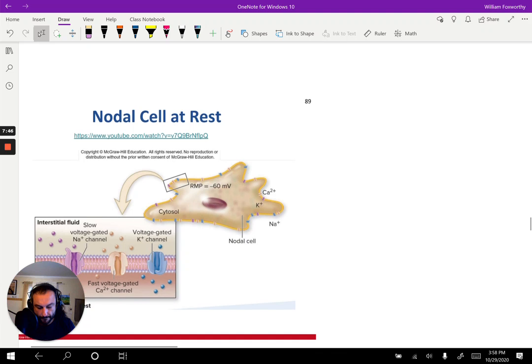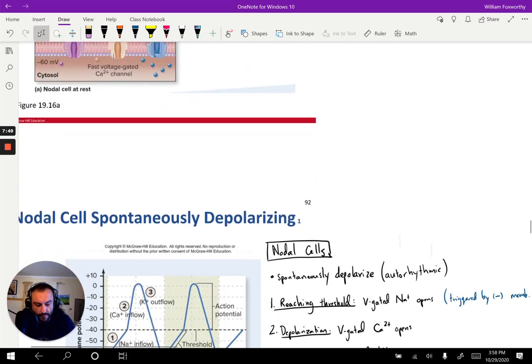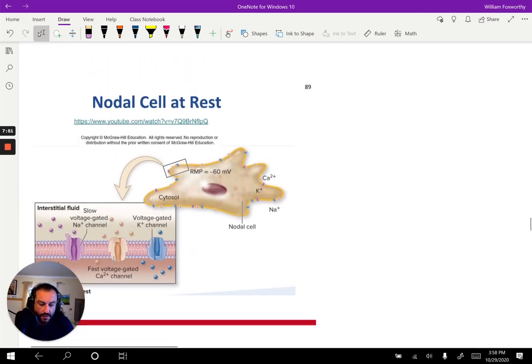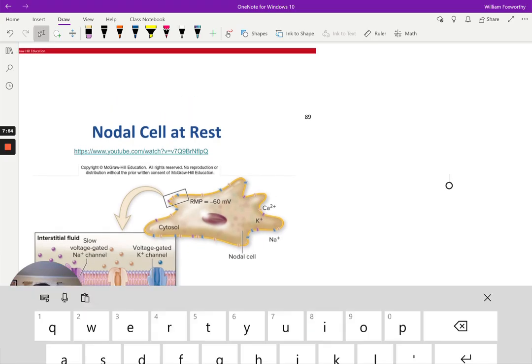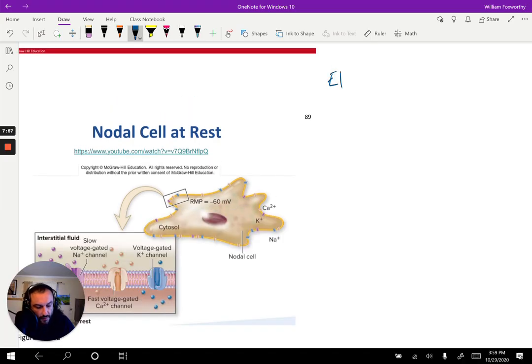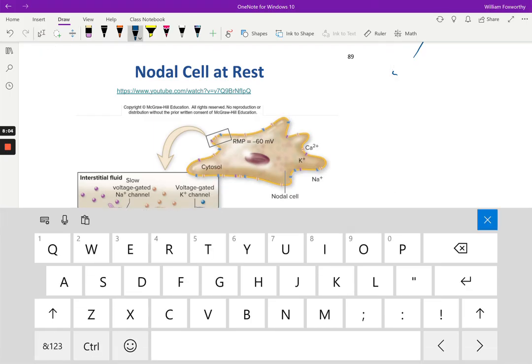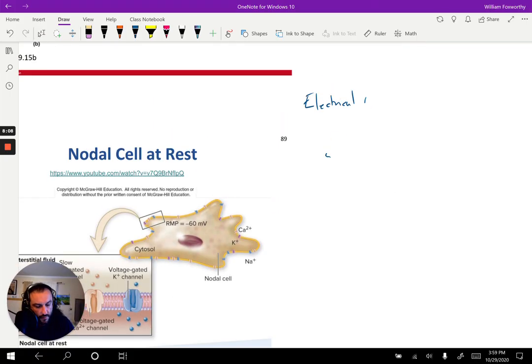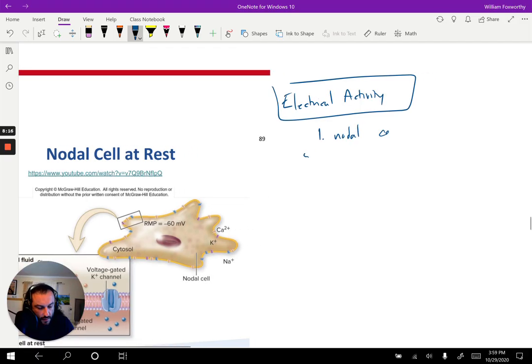So unfortunately, we have two different action potentials that we need to keep track of. And let me just put that up here just to be clear. This can be confusing because you may get lost and think we're talking about one thing when we're talking about another. In terms of the electrical activity, we're going to be looking at two different things. One is the activity at your nodal cells, your SA node or your AV node. And then we'll look at electrical activity in the muscle cells themselves.